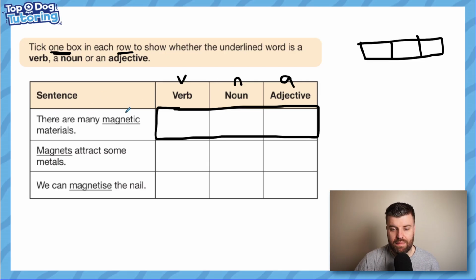There are many magnetic materials. Well, in this sentence, materials is the noun. It's always good to start with that. So it can't be noun. Magnetic is describing the materials. So it's an adjective. Simple as that. Try the next two. See if you can get them.